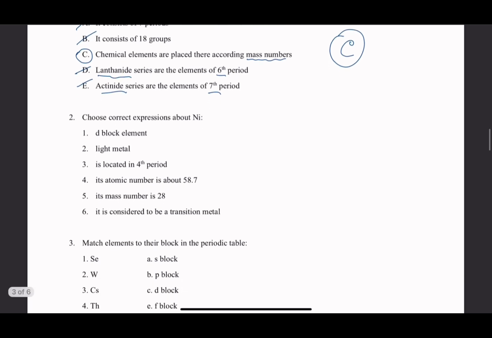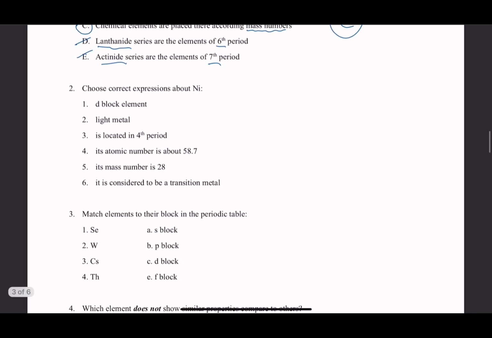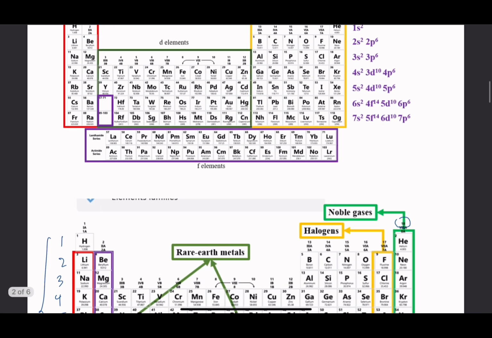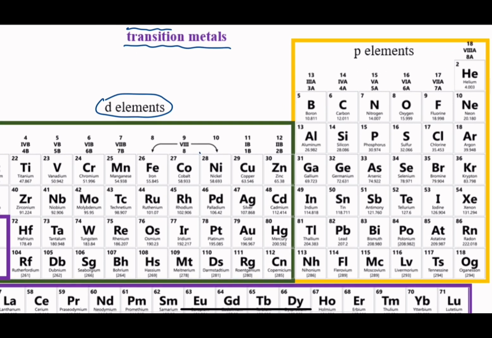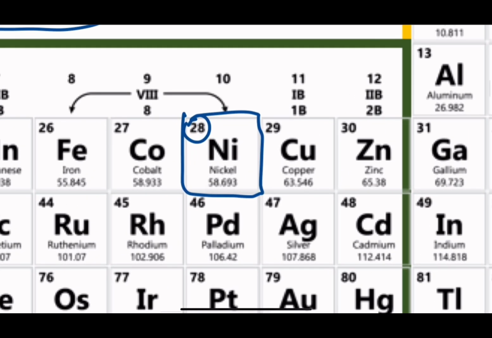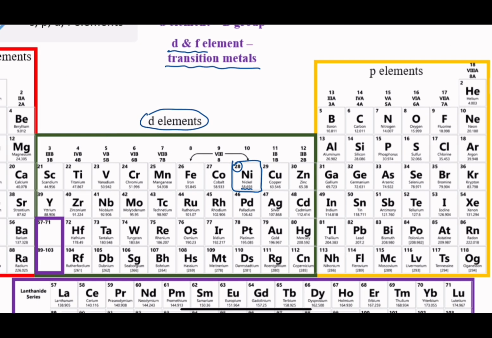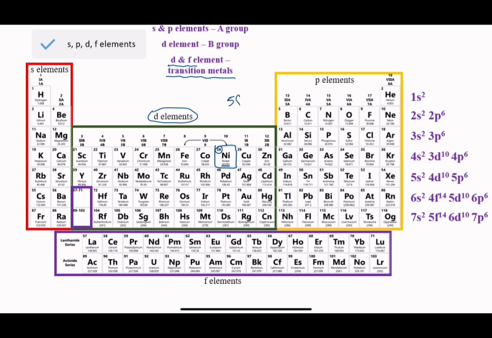Now we're gonna move on to the second question. Here, it's all talking about the correct expression about nickel. It's a D block light metal located in the 4th period, atomic number 58.7, mass number 28, and it's considered to be a transition metal. Now we're gonna go back here. We know that the transition metals are D and F elements, and the D elements are here. Let's find our nickel. So nickel is right here. We have 28 as the atomic number, and 58.7 is the atomic mass.